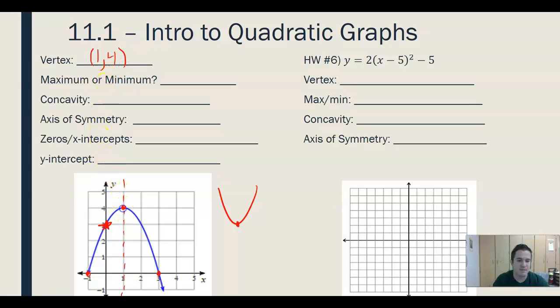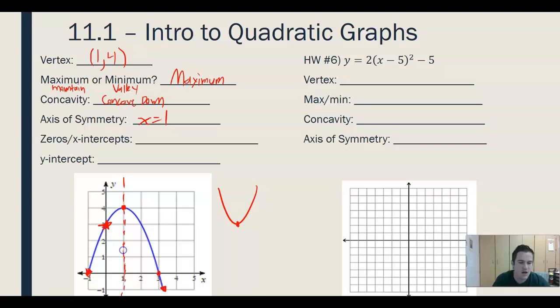Then is that vertex a maximum or a minimum? Is it a mountain or is it a valley? Well, it's a mountain. It's up top here. It's facing downward, so that's going to be a maximum. That's the highest point. Because that's a maximum, the concavity means which way is it pointing? Which way are these arrows pointing as it keeps going? Well, it's pointing down, so that's going to be concave down. And the axis of symmetry is right here, the x value where I could perfectly fold the parabola in half. So I'm going to call that x equals 1.